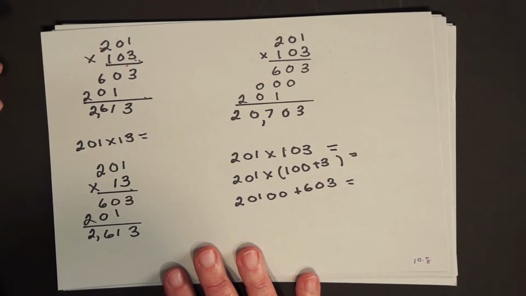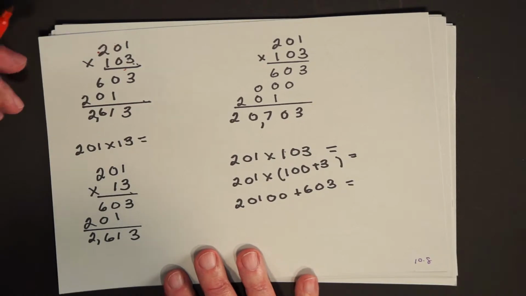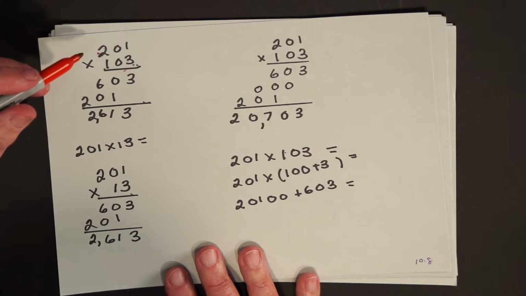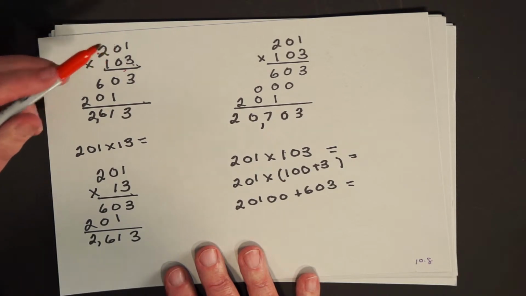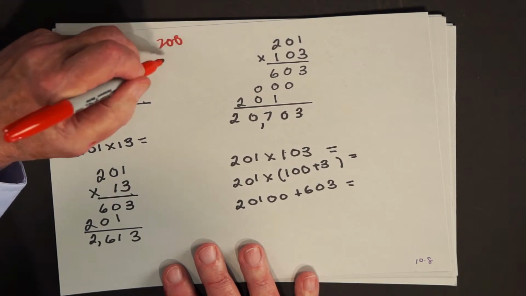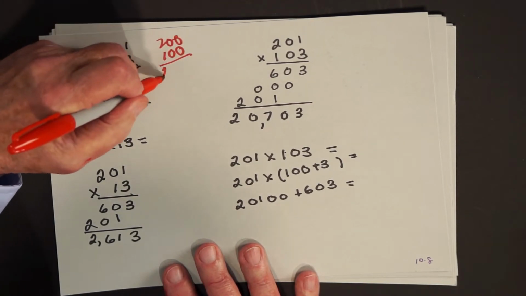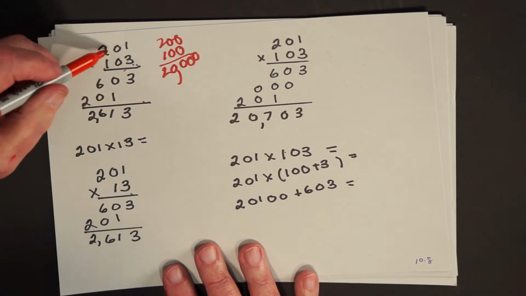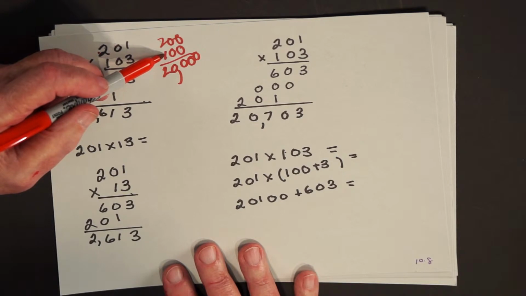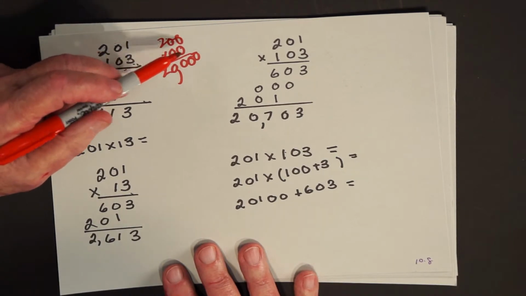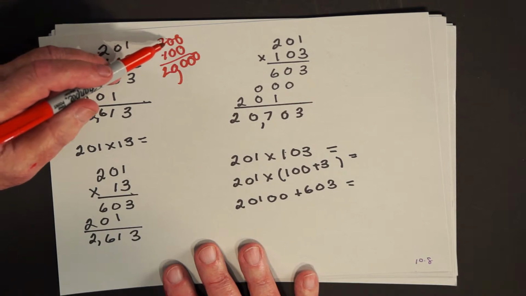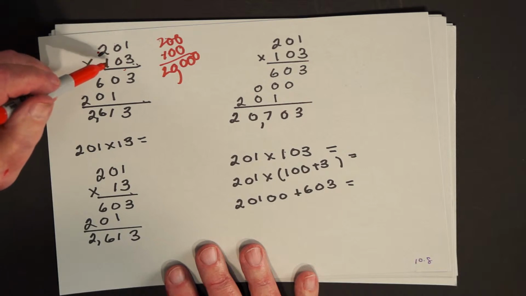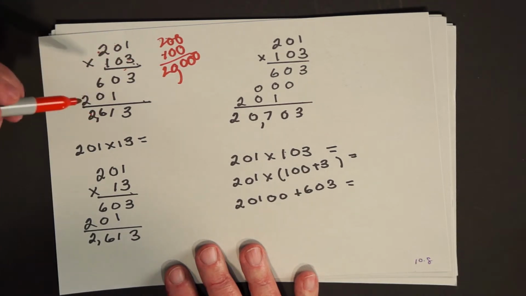He says the answer is 2,613. Now, he should know immediately that this answer can't be right, because if this was only 200 and this was only 100, the answer would already be 20,000. See, 200, the 2 times 1 is 2, and what do we do? We count the number of zeros. In other words, if 200 times 100 is already 20,000, how can 201 times 103, which is bigger, be only 2,613?